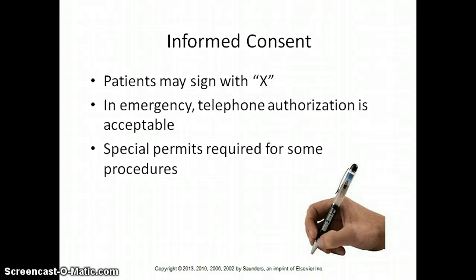Special permits may be required for some procedures, like sterilization. If a woman would decide to have a tubal ligation or a gentleman a vasectomy, there is a special form they need to sign that states they understand that they will no longer be able to have children. Experimental procedures are also going to require a special permit. There is typically a separate consent for anesthesia as well as blood products.